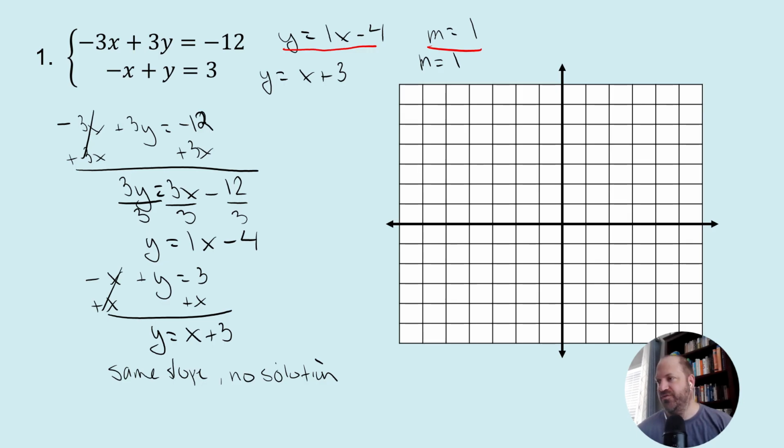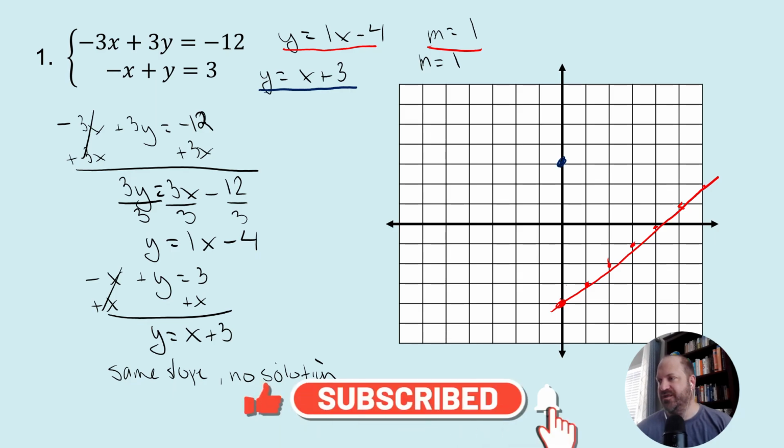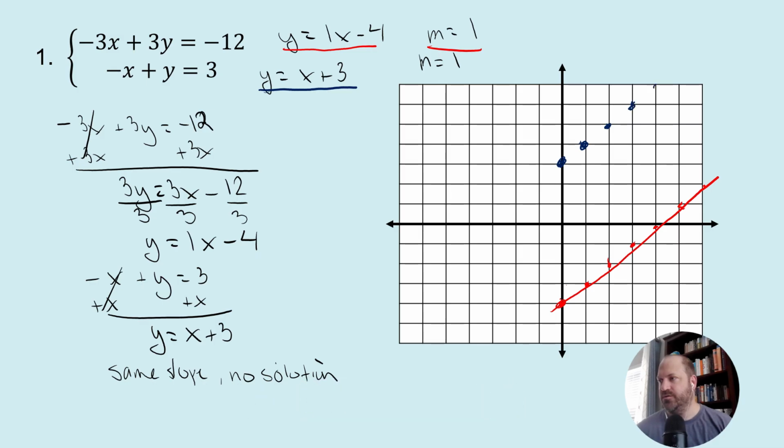I'm going to start at negative 4 on the y-axis. 1, 2, 3, 4. My slope, I'm going up 1 over 1, up 1 over 1. So this is my graph for y equals 1x minus 4. And then let's do this second one in blue. So y equals x plus 3. So we're going to start at 3 on the y-axis. 1, 2, 3. And then here we're going to go up 1 over 1, up 1 over 1, up 1 over 1, up 1 over 1.